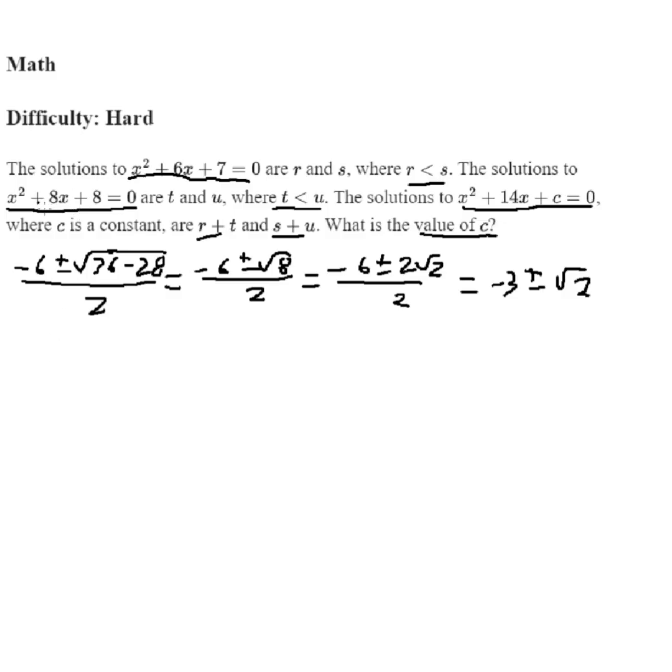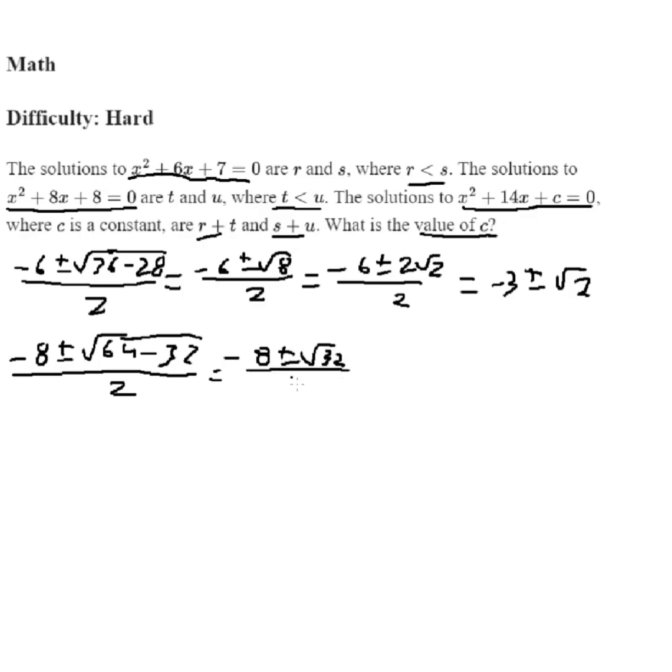Right, now let's solve for the roots of the next equation. We're going to plug this into the quadratic formula. Negative b is negative 8 plus or minus the square root of b squared, which is 64, minus 4 times 1 times 0, all over 2a, where a is 1, which is going to be 2 again. That simplifies to negative 8 plus or minus the square root of 64 over 2, which simplifies to negative 8 plus or minus 8 over 2, which then simplifies to negative 4 plus or minus 2 square root 2.